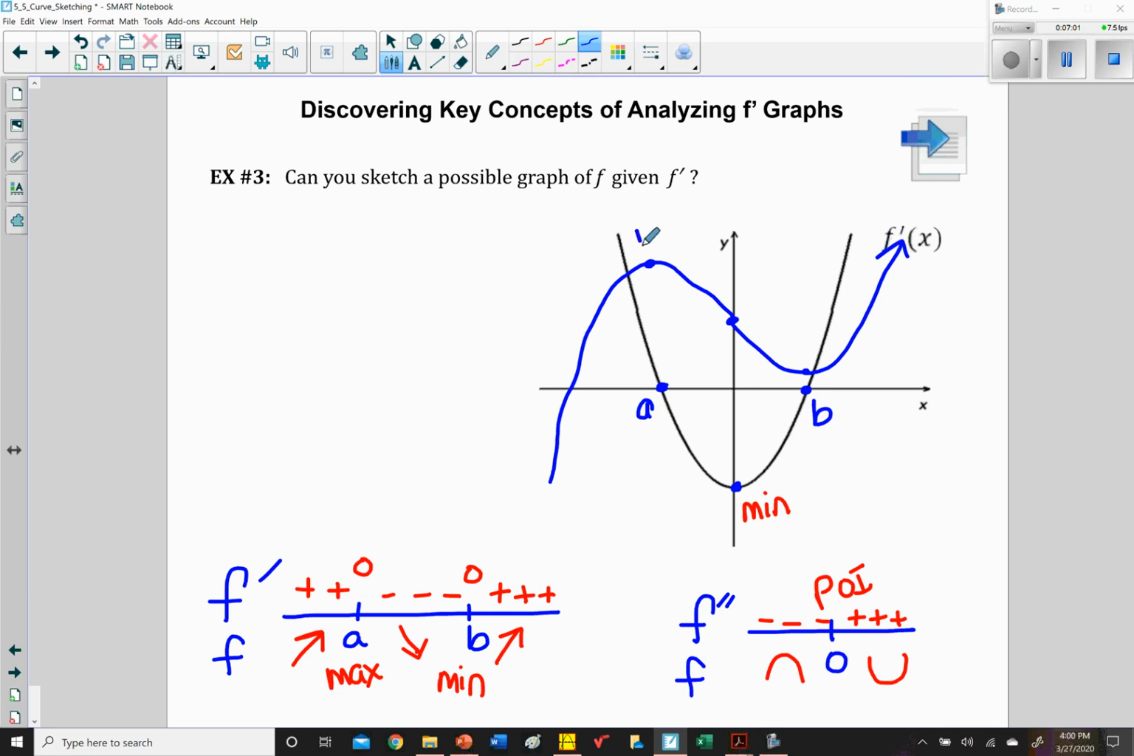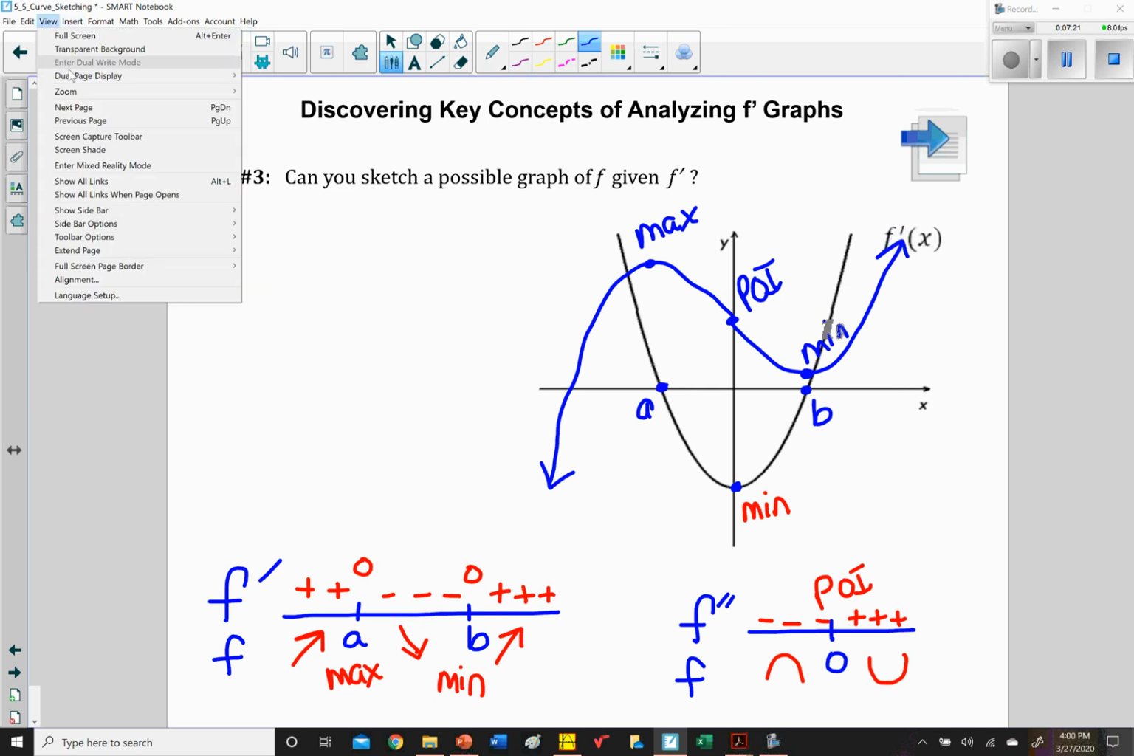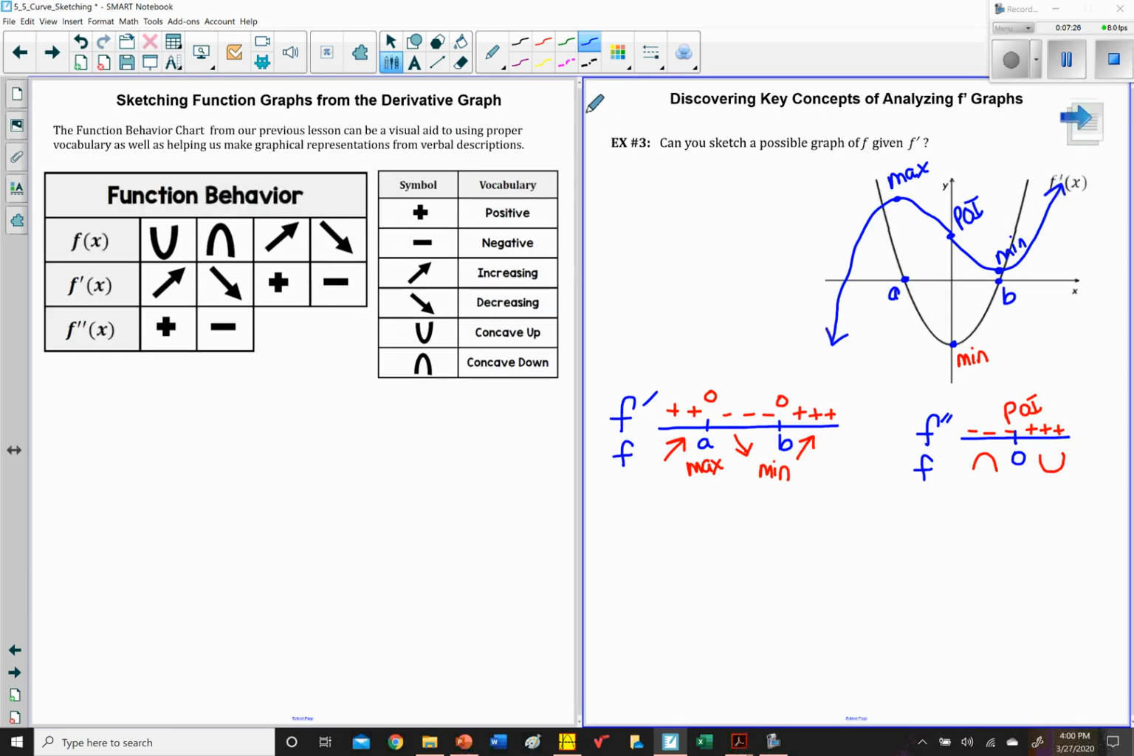So we have a maximum at A, a point of inflection on the y-axis, and a minimum at B, and we have followed those sign charts. I need to look at 2 pages here, so we'll go to the dual window view and answer the questions that go along with this.